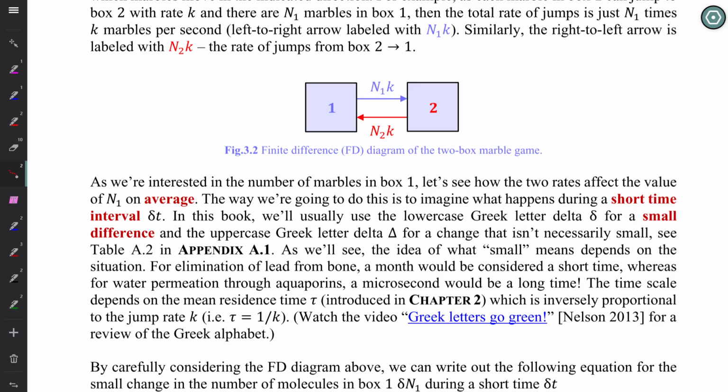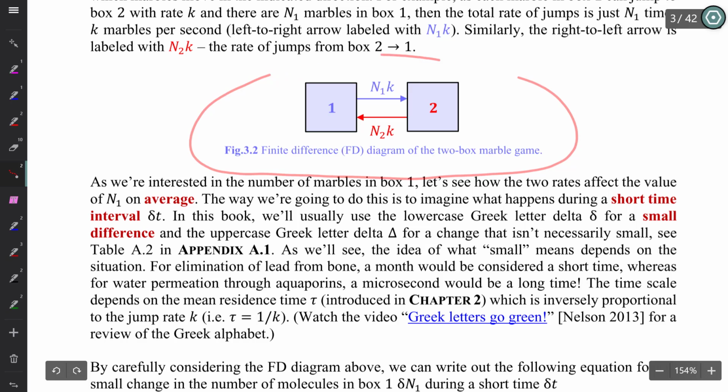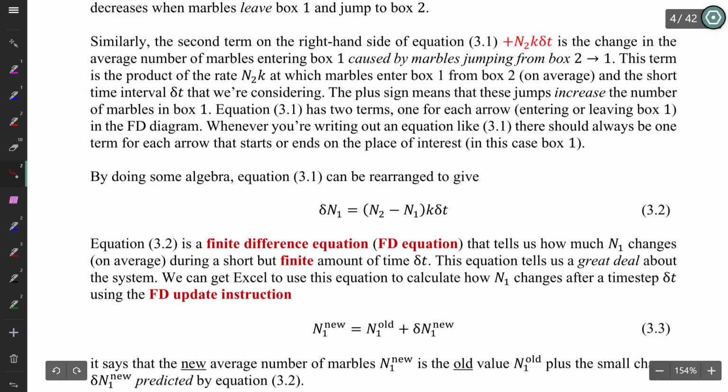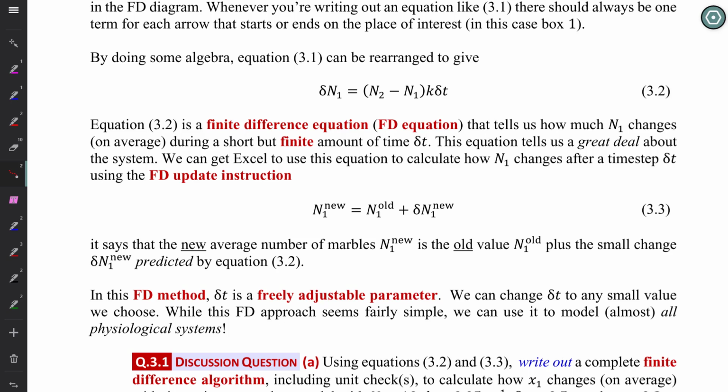introduces students to finite difference methods, and an important part of that are the finite difference diagrams, which indicate the rates at which marbles jump from box 1 to box 2 and from box 2 to box 1. Those rates can then be used to derive a finite difference equation. The minus indicates leaving box 1 and the plus indicates going into box 1, which can be rearranged to give a simple FD equation for the small change in the number in box 1 during a small time increment delta t, the time step.